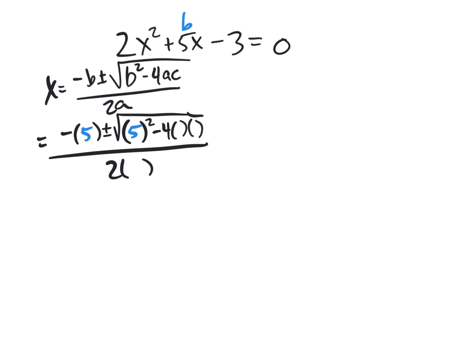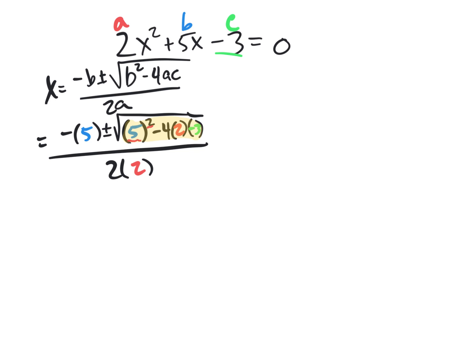You could plug in your a value of 2 right here and right there. And you could plug in your c value of -3 right in there. Okay? Now, when you're using the quadratic formula, I always say do the discriminant first. The discriminant is the value inside the square root. And you could do that on a calculator. I recommend you do it. It'll be safer. Or you could do it the way I'm about to right now.